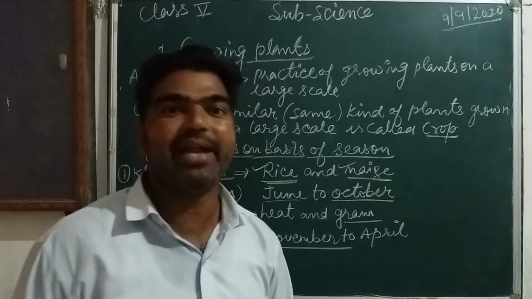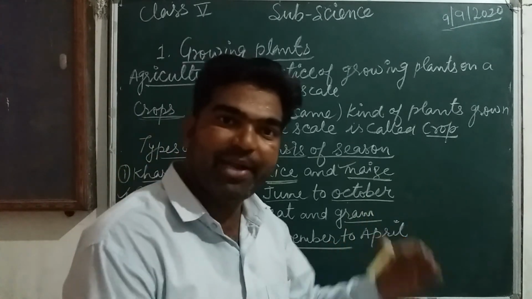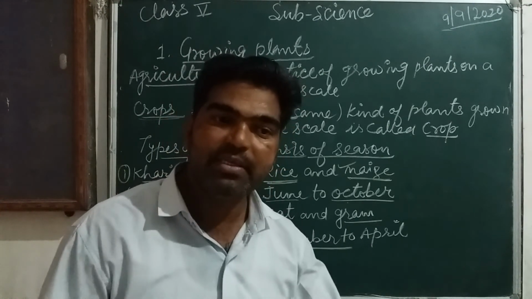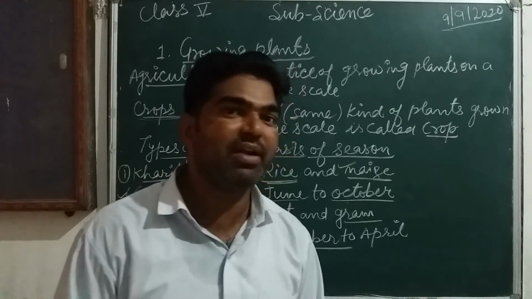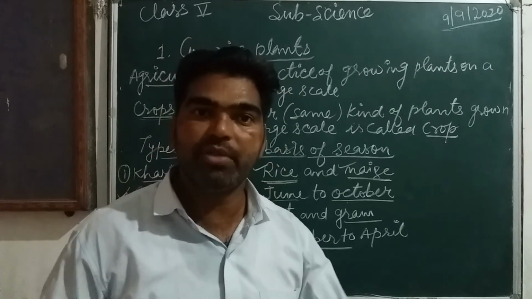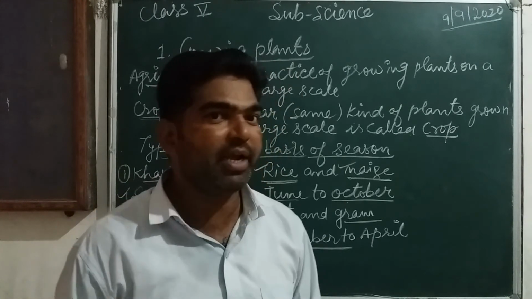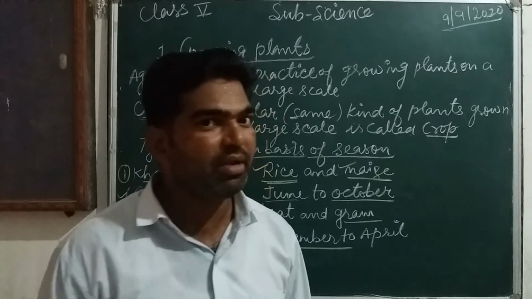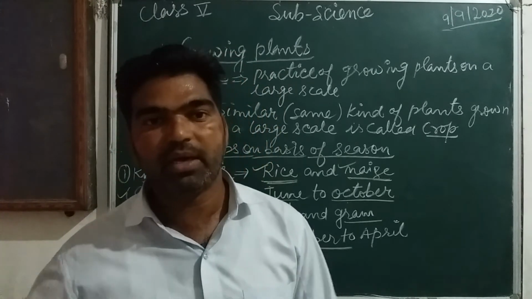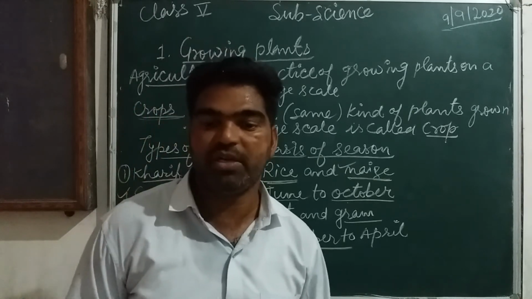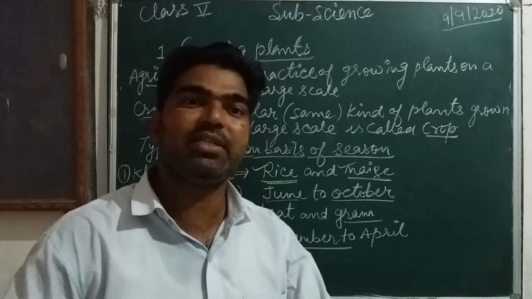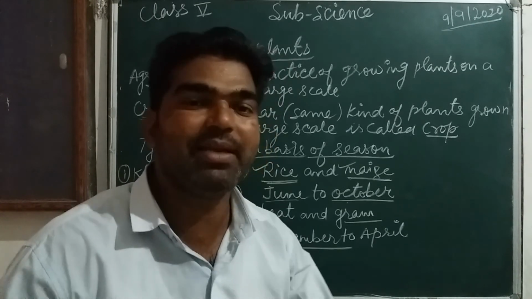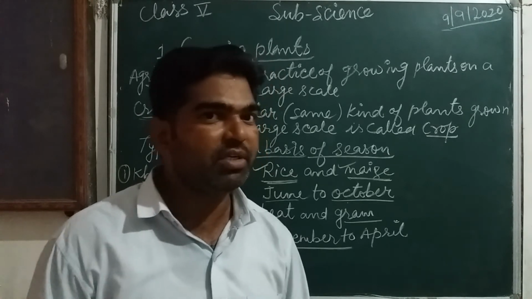Then next, adding of manure and fertilizer, means for giving extra nutrients we add some amount of manure and fertilizer to the field or to the crop, so it can get additional nutrients from the fertilizer or manure. Now next step is irrigation. Irrigation means the artificial process of giving water to the plant or a crop, means पानी देने का जो तरीका है, that is called irrigation.